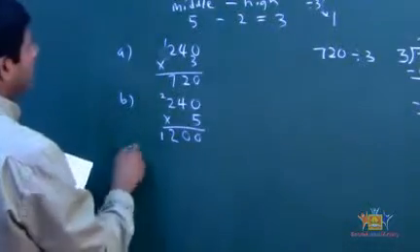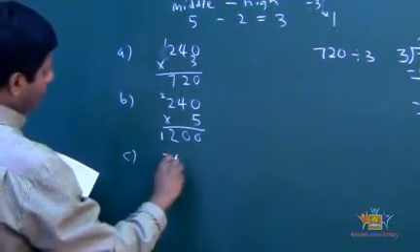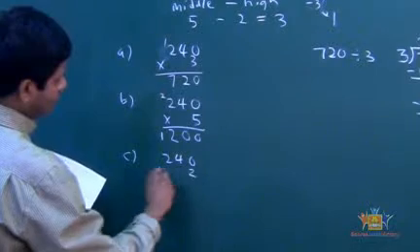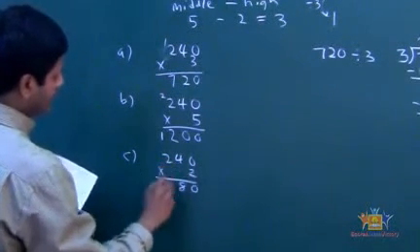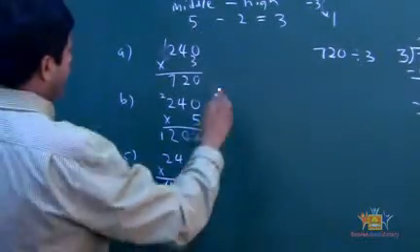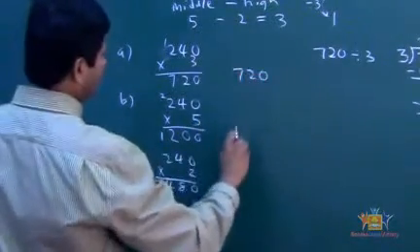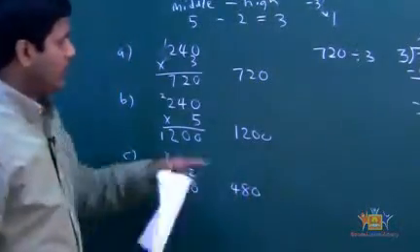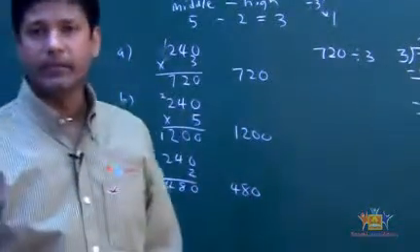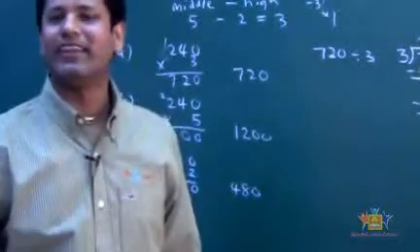And C, which is 2 times 240, so we can put 240 times 2. 2 times 0 is 0, 2 times 4 is 8, 2 times 2 is 4. So there are 480. So 720, 1,200, and 480 are the low income, middle income, and high income earners. That's the answer right there.